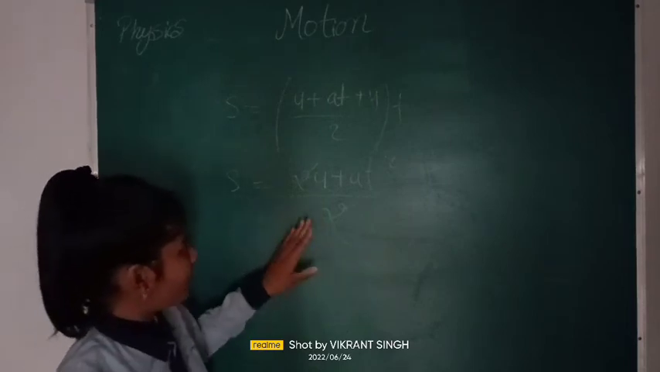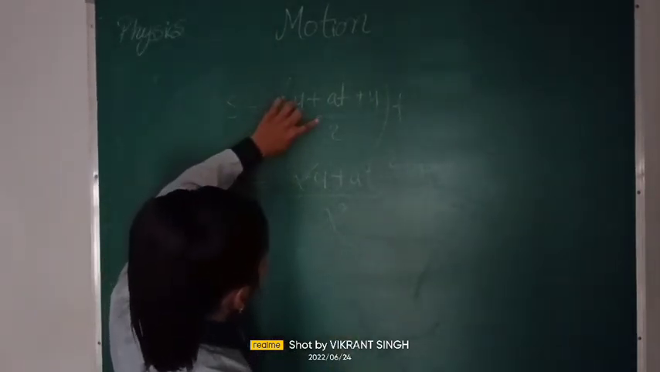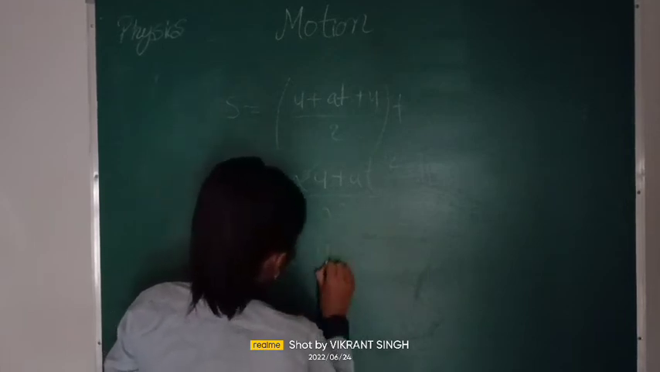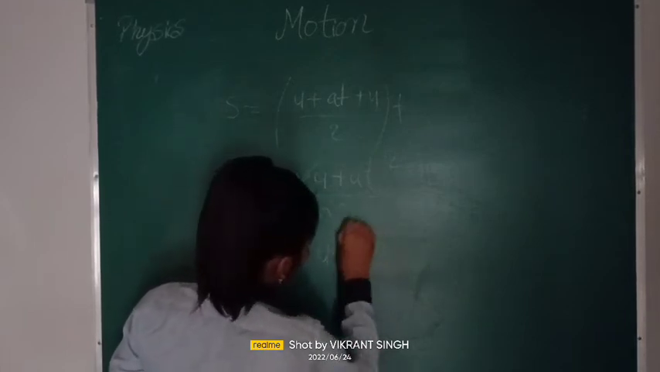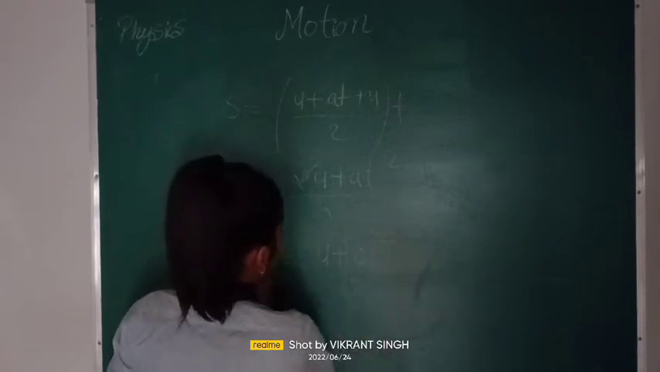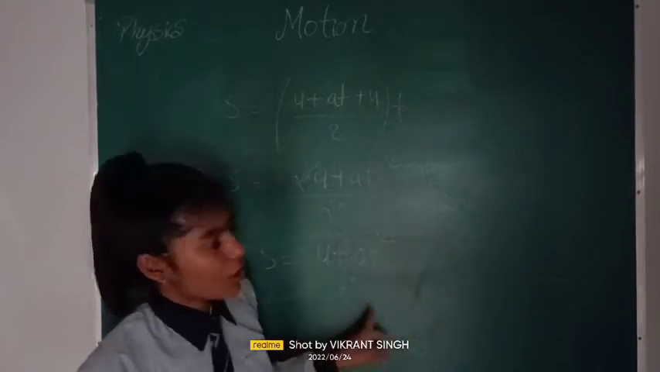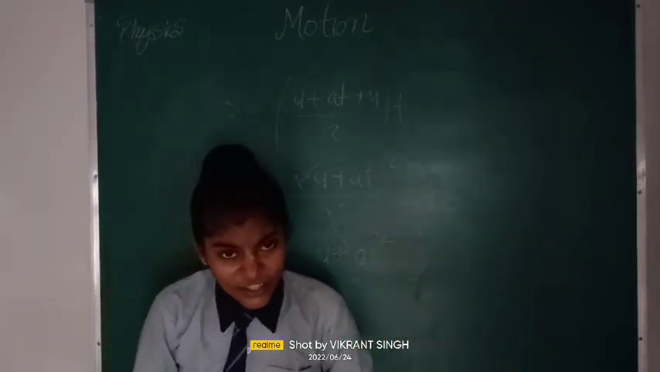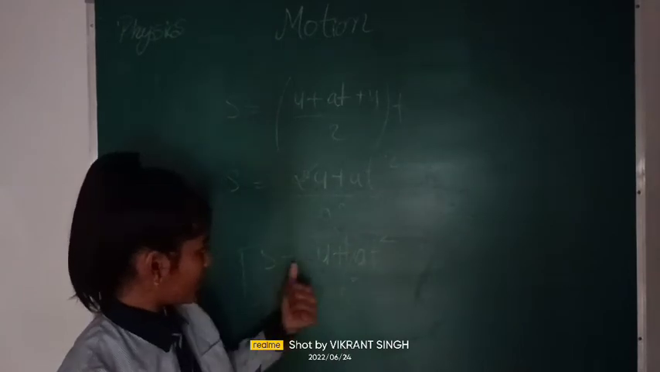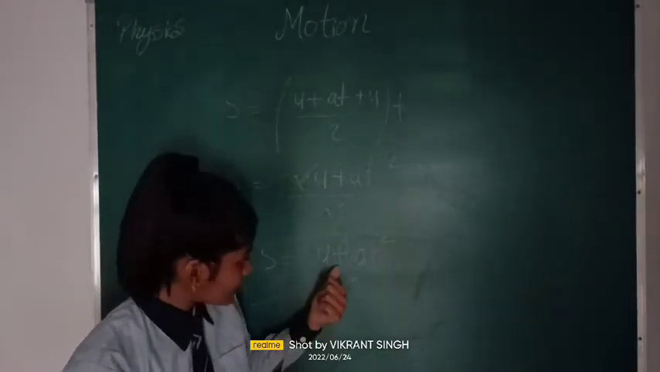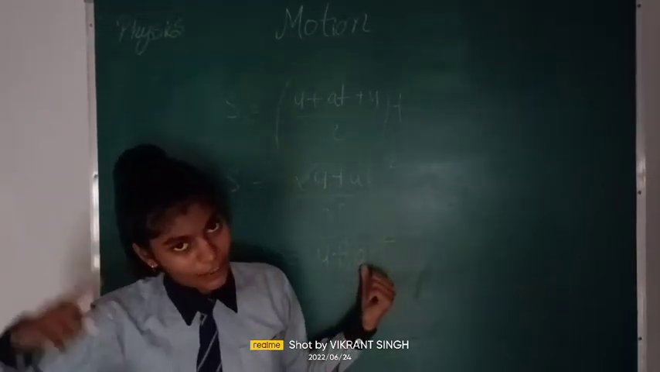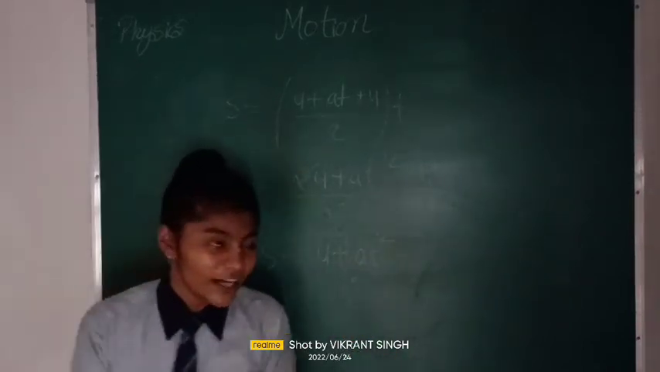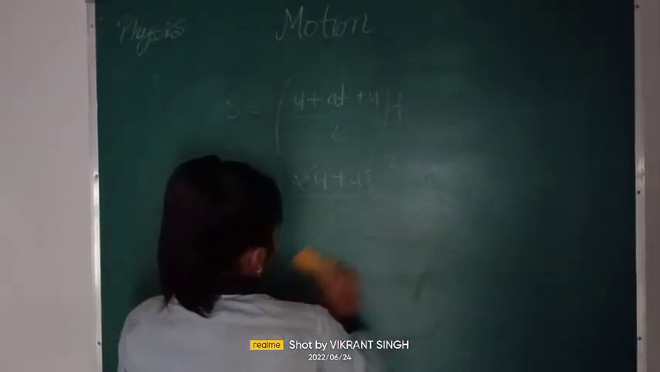And now here we also know that we have s equals ut plus half at square, which is our second equation of motion. That is s equals ut plus half at square, which is distance equals initial velocity times time plus half acceleration times time square. That is our second equation of motion. Let's move and find the third equation of motion.